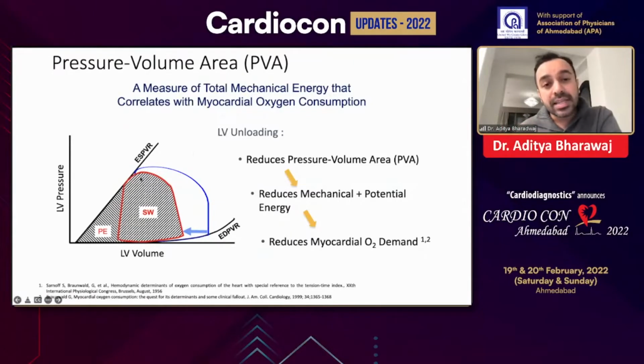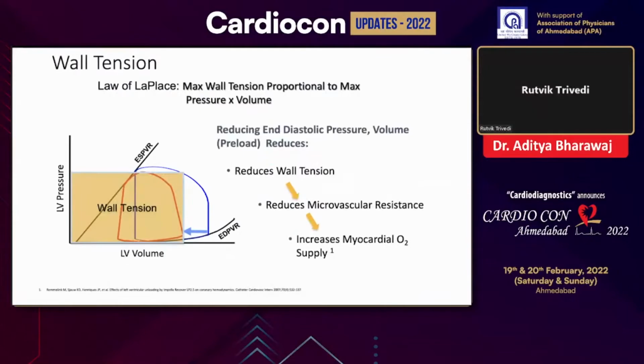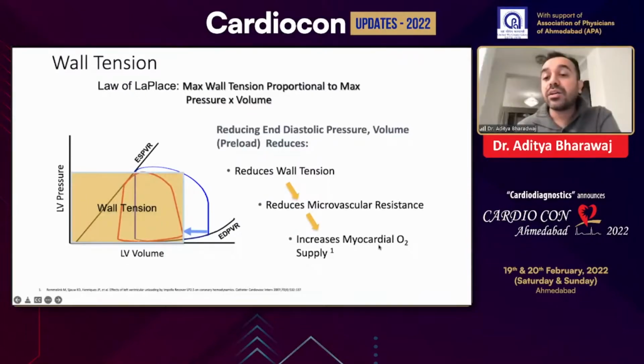So what Impella does is, this red pressure volume loop you see here is after a patient has been started on Impella, as compared to this blue pressure volume loop, which is at baseline. Putting a patient on Impella actually shrinks their pressure volume loop by decreasing their left ventricular end diastolic pressure and volume. That reduces the PVA, because it reduces the area under this pressure volume loop, as a result of which it reduces the mechanical and potential energy, and therefore reduces the myocardial oxygen demand.